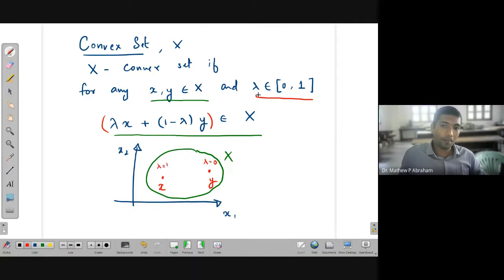So now this lambda takes a value between 0 and 1. For lambda equal to 0, it corresponds to the point y. For lambda equal to 1, it corresponds to point x. And now lambda is varying between 0 and 1, which means it can take any value in between. So if you take lambda equal to 0.5, it will be this point, which is midway between x and y. If you take 0.1, it will be some other point. So it is actually a straight line connecting x and y.